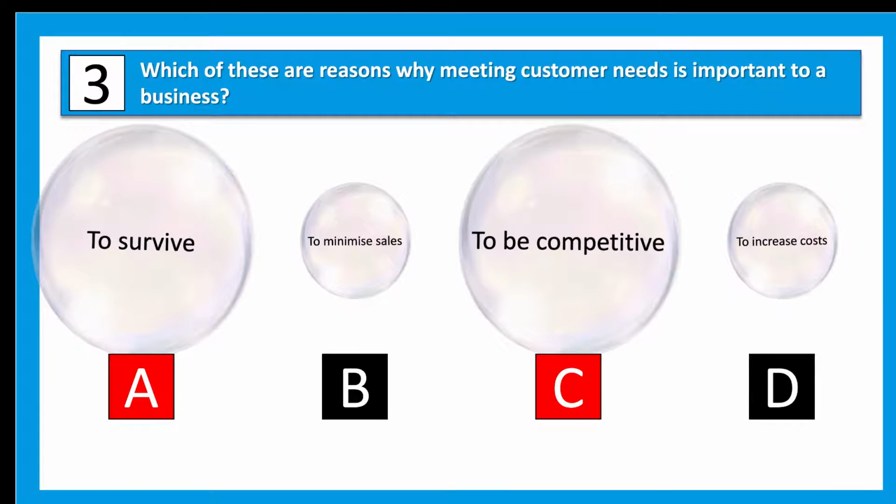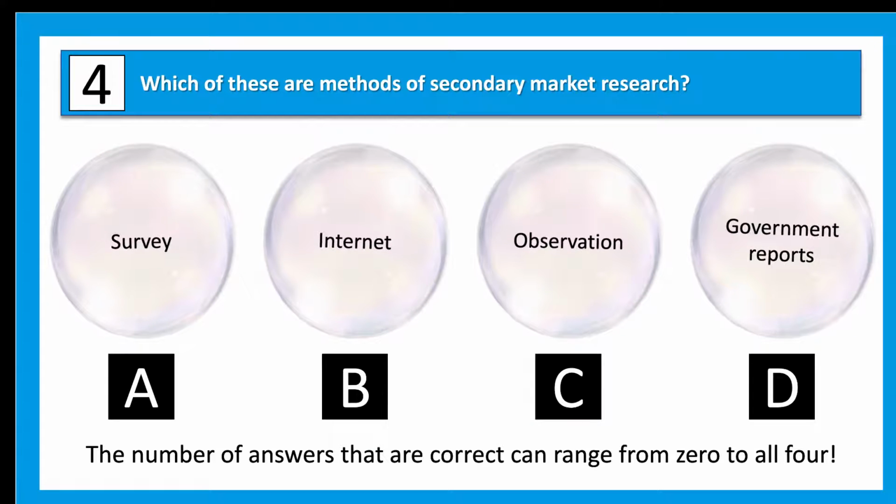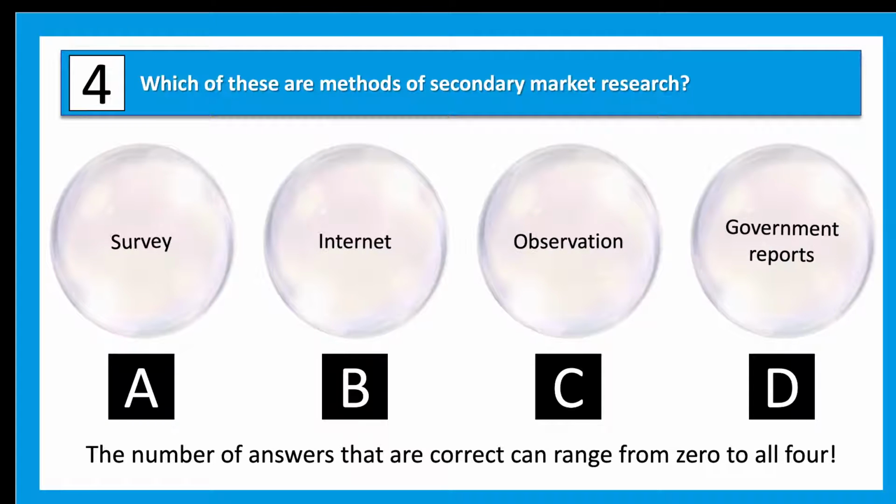Question number 4 on the bubble quiz. Which of these are methods of secondary market research? A, survey. B, internet. C, observation. D, government reports. How many are right? Good stuff, Mags. I think you were first in on that one. Lots of answers coming through now. And we're giving the letters as well as the number of correct answers.